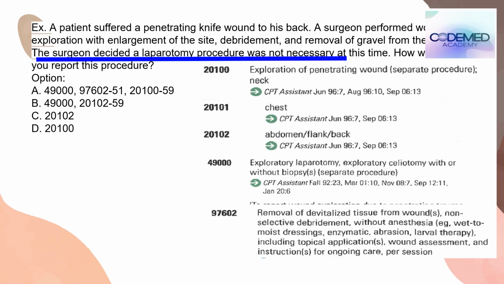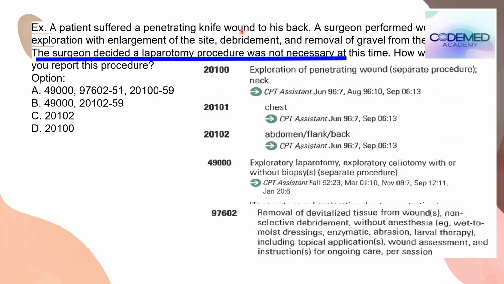Patient suffered a penetrating knife wound to his back. The surgeon performed a wound exploration with the enlargement of the site, debridement and removal of the gravel from the site. The surgeon decided a laparotomy procedure was not necessary at this time. How would you report this procedure? So collect the important clue that the laparotomy procedure was not done. The wound is at his back and the surgeon did the exploration and enlargement of the site.